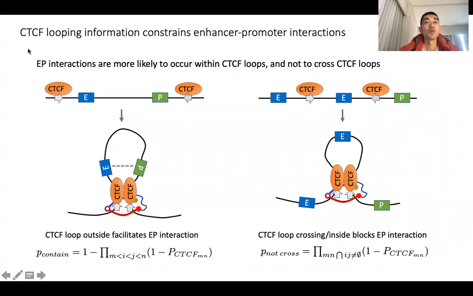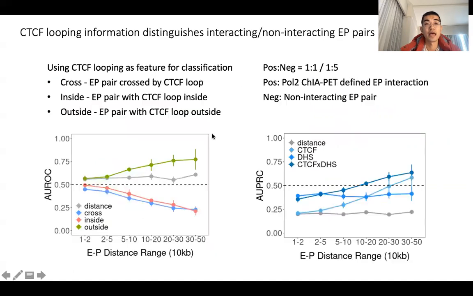Finally, we want to use the CTCF looping information to understand the regulation of enhancer-promoter interactions. Our hypothesis is that EP interactions are more likely to occur within CTCF loops and not to cross CTCF loops. We proposed a very simple quantification of the CTCF loop constraint by taking the joint product of the CTCF loops nearby a given enhancer-promoter pair.